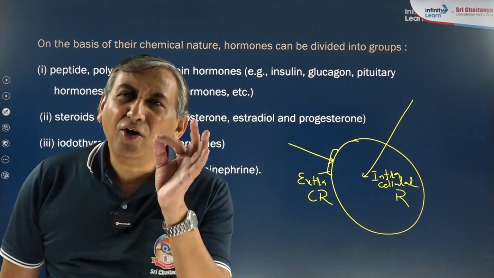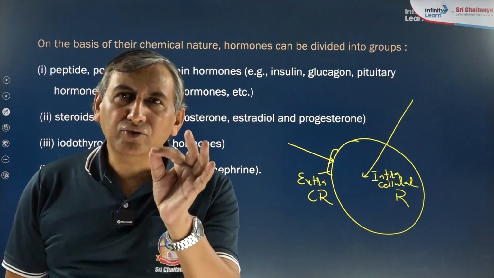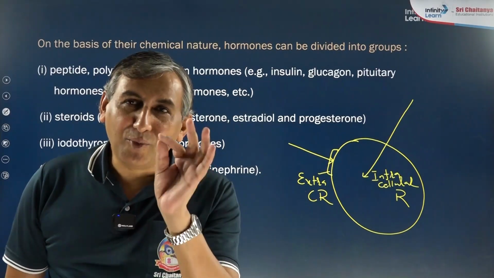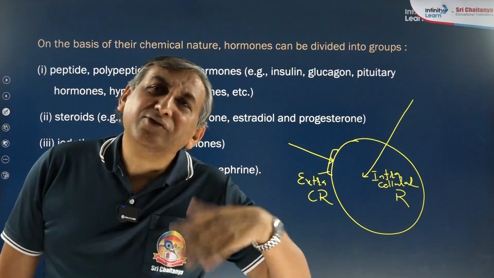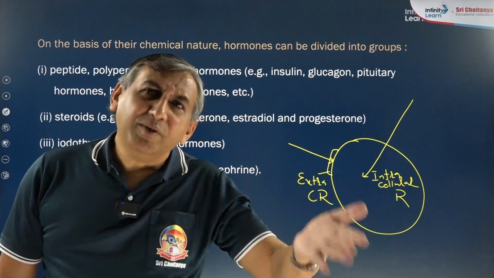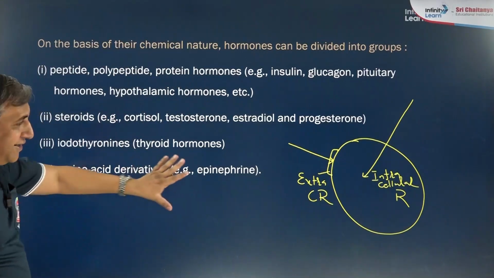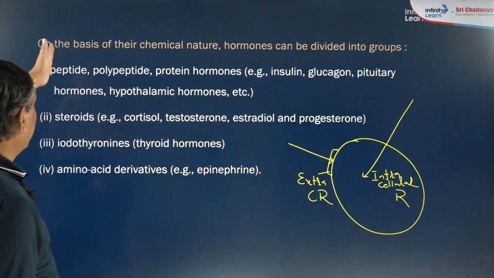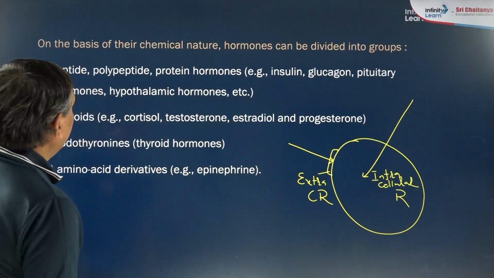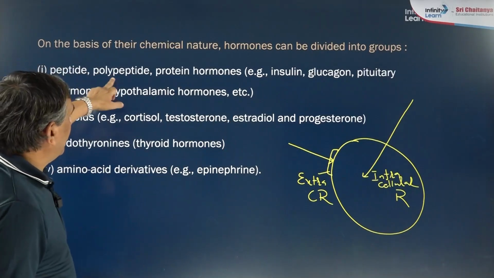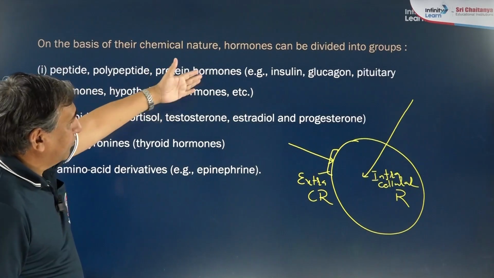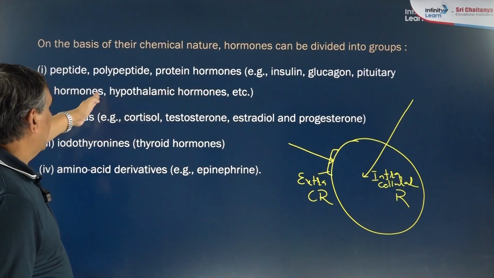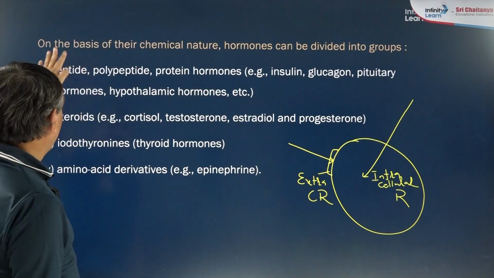So all the hormones are classified into 2: lipid soluble and water soluble. For water soluble, I used another term, lipid insoluble. Lipid insoluble means water soluble. So basically there are 2 types of hormones on the basis of their function. In NCERT they have given 4 types of hormones: peptide, polypeptide, protein. What are their examples? Insulin, glucagon, pituitary hormones, hypothalamus hormones, we have discussed all.